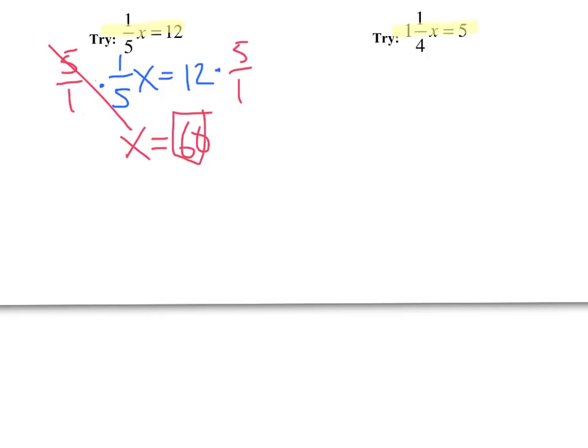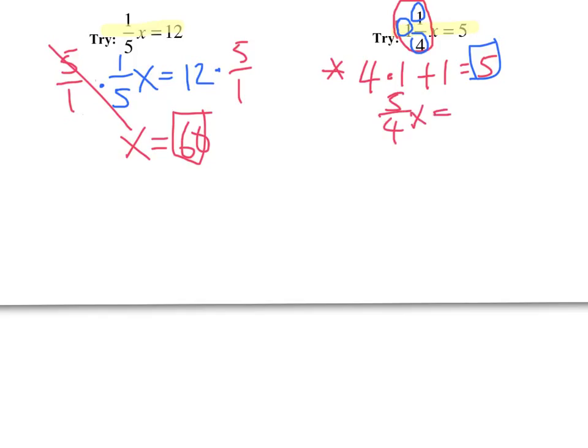On this example, we have 1 and 1/4 x equals 5. Before we begin, we're going to have to convert this into an improper fraction. To do this, we multiply the denominator 4 times the 1, and we add the 1 on top, ending up with 5. So our new fraction will have a 5 over 4, x equals 5. Now you try it from here.